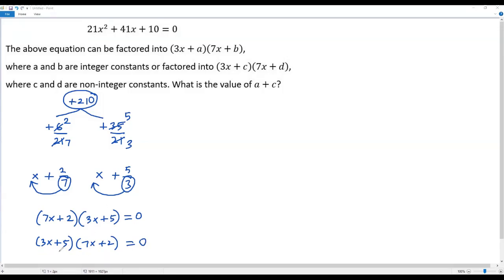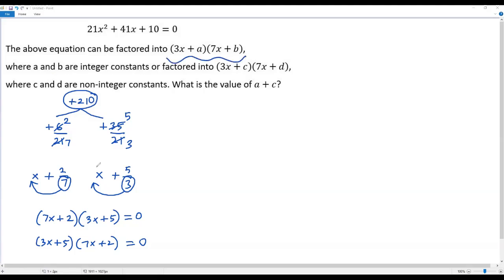In this factor form, I get +5 here and +2 here. These two values are integer constants. According to the information given, in the factor form (3x + a)(7x + b), a and b are integer constants. So we can compare this factor form (3x + 5)(7x + 2) with (3x + a)(7x + b). Because here we get integer constants +5 and +2, and a and b are integer constants, it is given in the question itself.